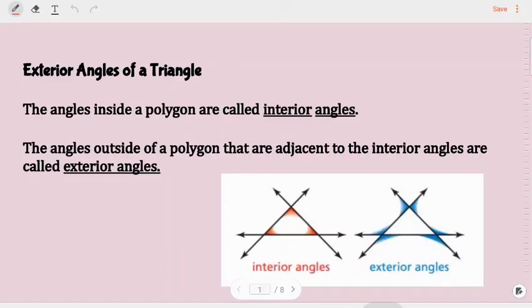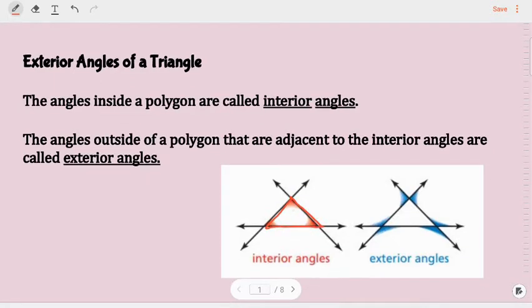In this lesson, we're going to explore exterior angles of a triangle. To make sure we understand exterior angles, we need to understand what interior angles are as well. If I have a triangle, and I'm going to look at this triangle right here, notice that the interior angles are the regions that are inside that triangle. My exterior regions are the angles, highlighted in blue, that are outside of my triangle.